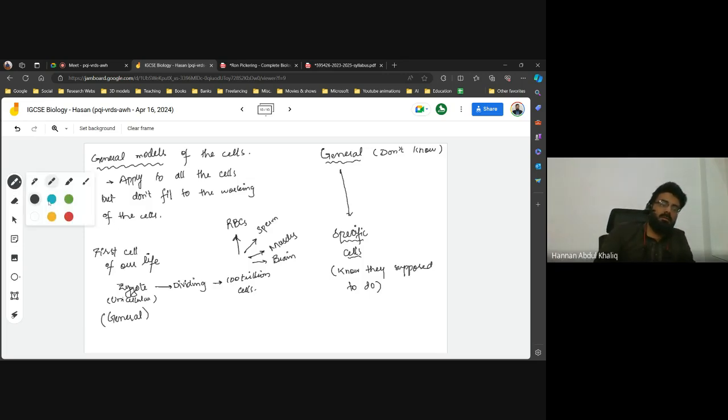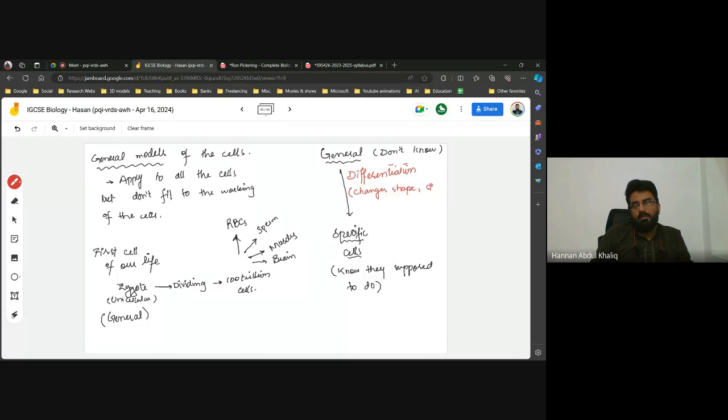Remember, there is a process called differentiation. In this process, the cell changes shape, size, number of organelles, and genetic data.